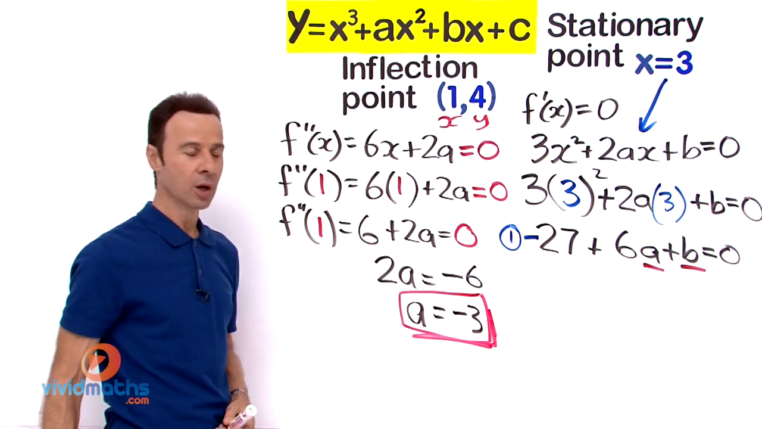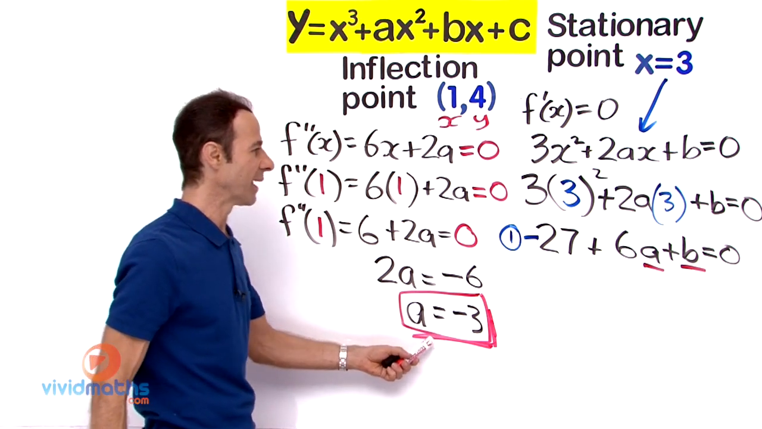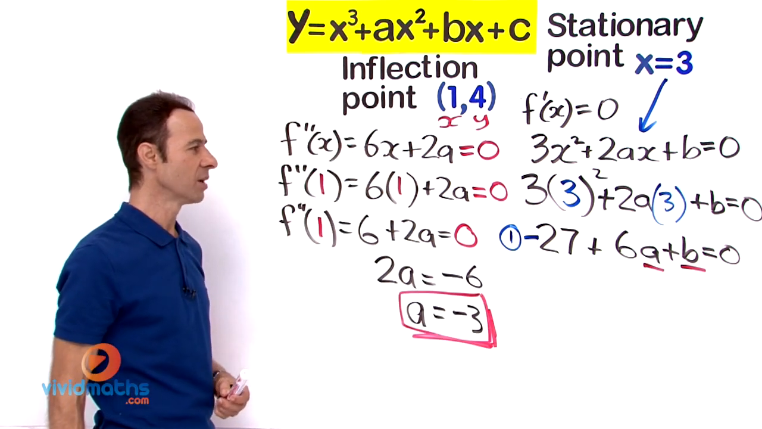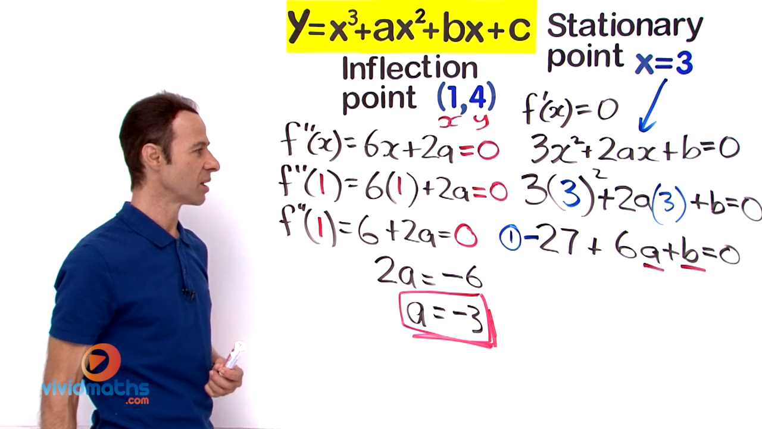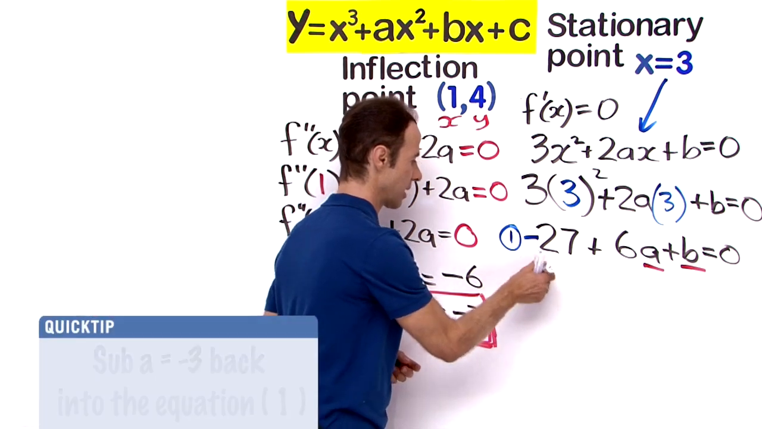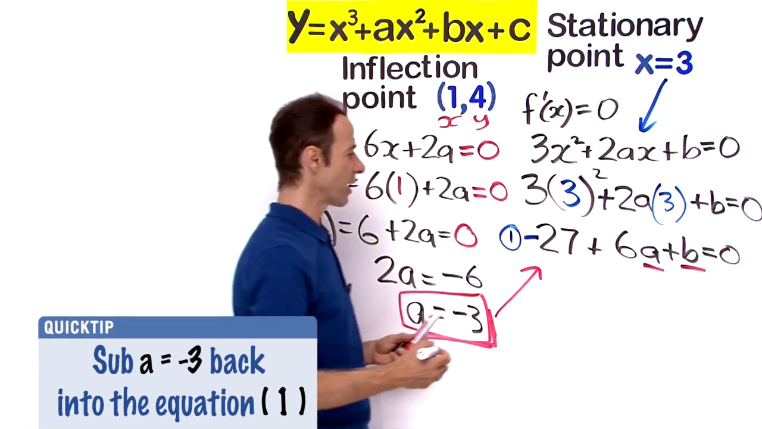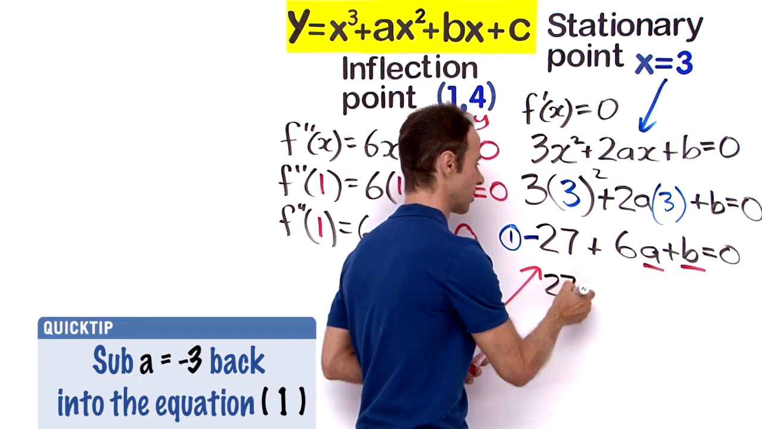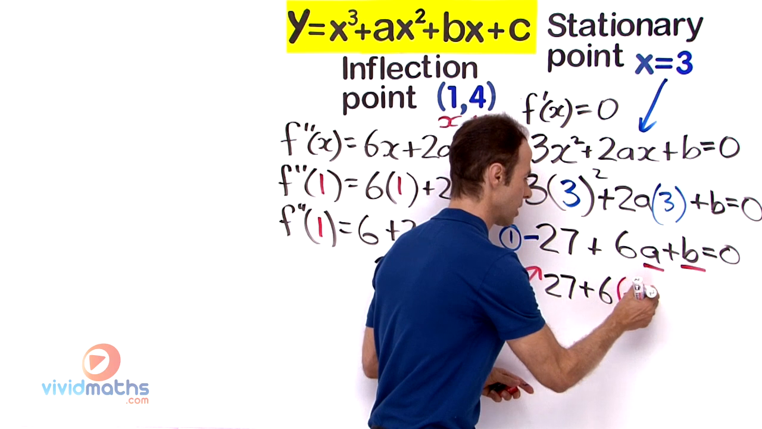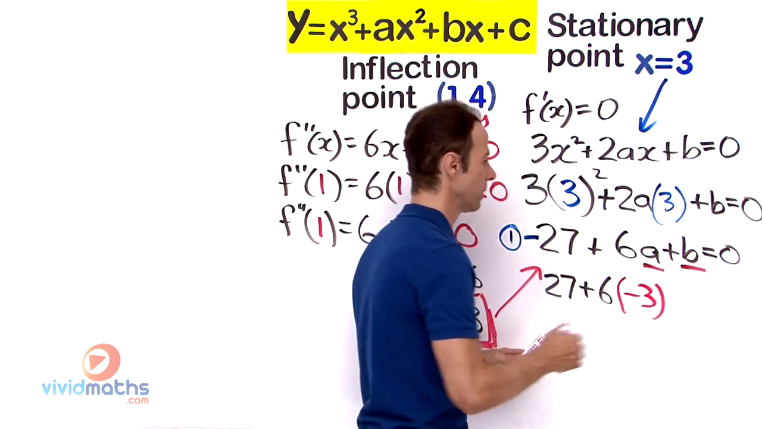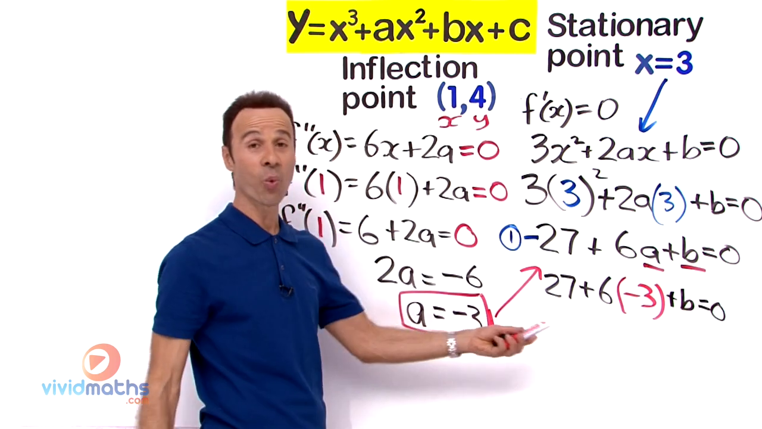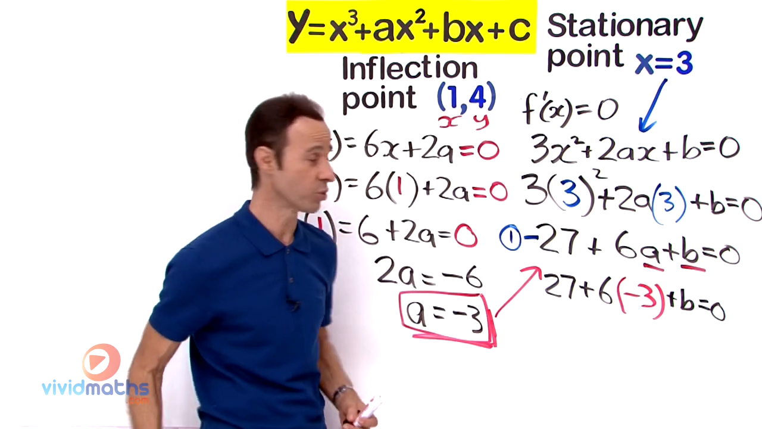Since we got the a here, we could take that and slot it into there, couldn't we? But we'll still have the b as unknown, and we can work out the b, couldn't we? So let's substitute it back in there. Let's take that and put it into 1. So let's work it out. It's going to be 27 plus 6 times negative 3, I'll just put negative 3 there, plus b equals 0. So now we've only got one unknown, which means we can solve it, which is pretty cool.